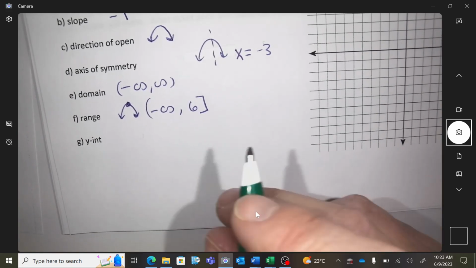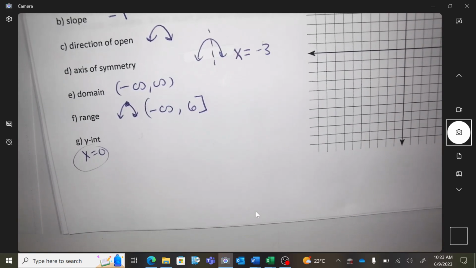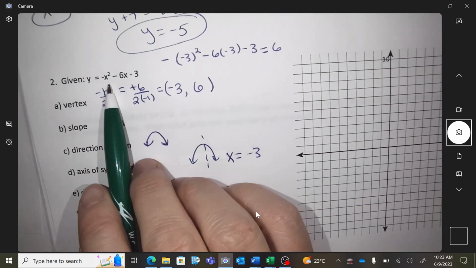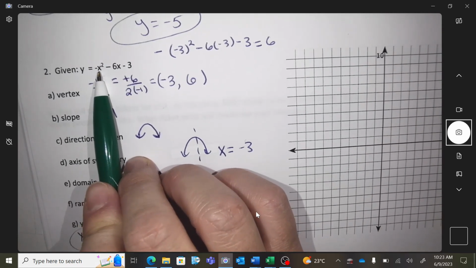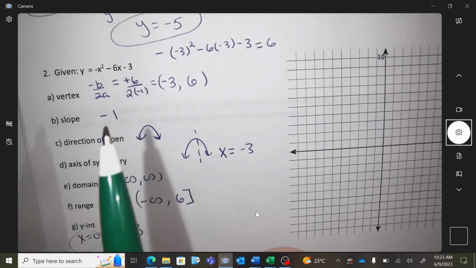And your y-intercept, again, we said it's when x equals 0, and it should be that fast for you. Your math should happen that quickly. -3. Okay, here's the reason why. If I plug 0 into this, it's gone. If I plug 0 into that, it's gone. Subtract 3.